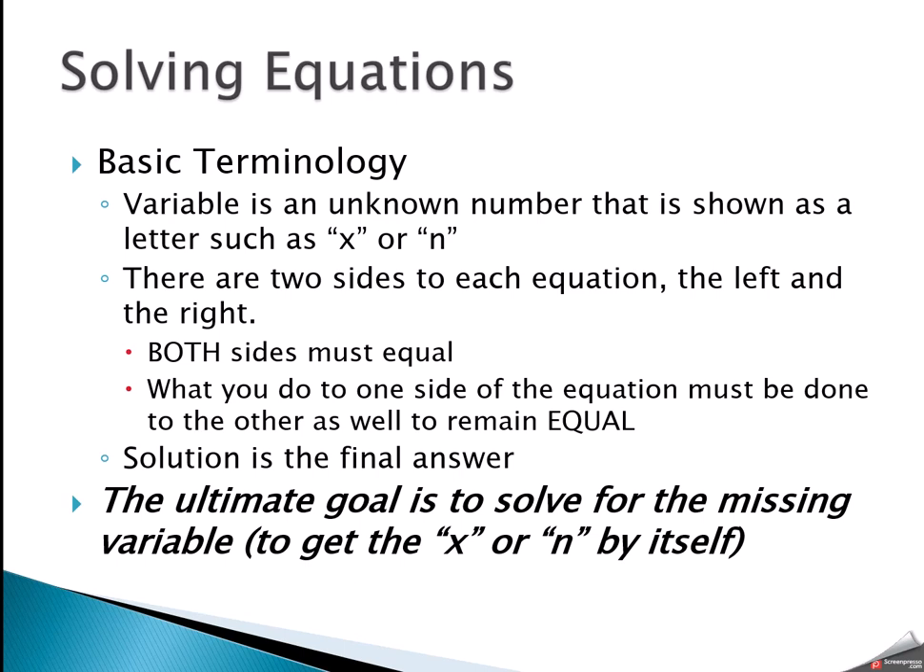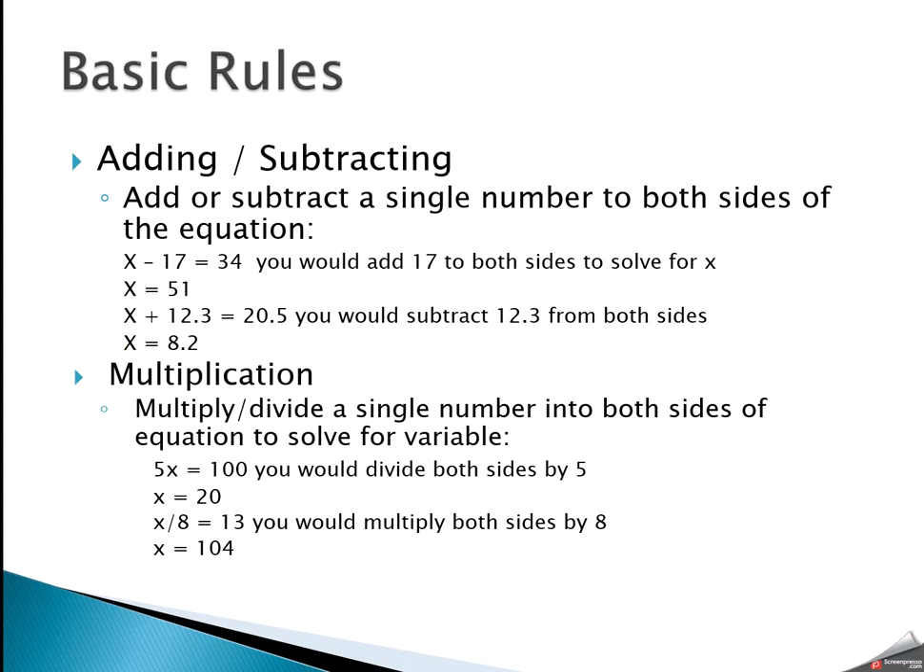So again, just to refresh your memory of algebra, you're working with equations, so both sides must be equal. What you do to one side of the equation, you're going to have to do to the other side, or they would no longer be equal. And then ultimately our goal is to get that X or that N or whatever that variable is by itself. The first ones are just addition and subtraction. Those are the easiest.